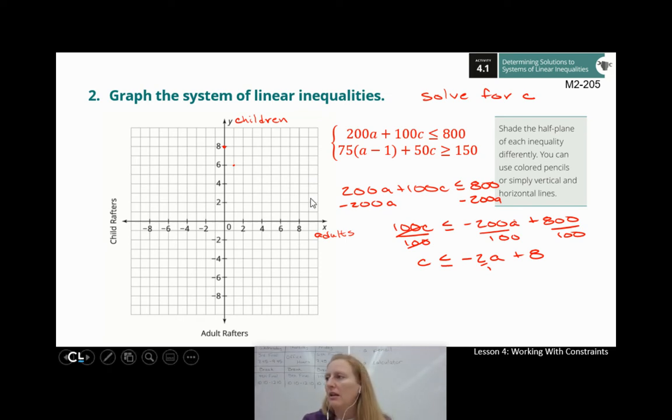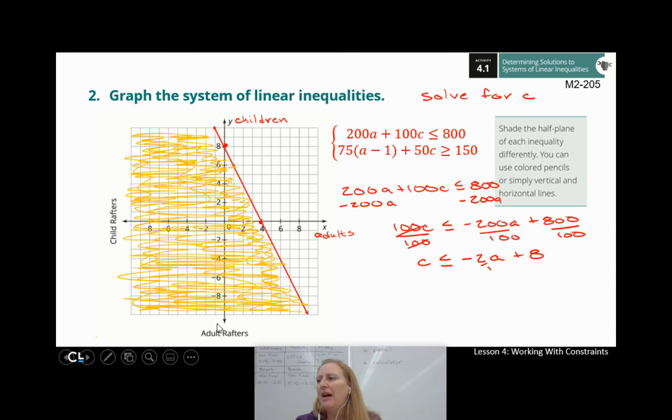Boom, there's my line. It is a solid line because there is an equal sign. This says that C is less than or equal to it. So which half plane should we be shading, guys? That's right. We got to shade below the line. So I'm going to shade the entire half plane below the line.